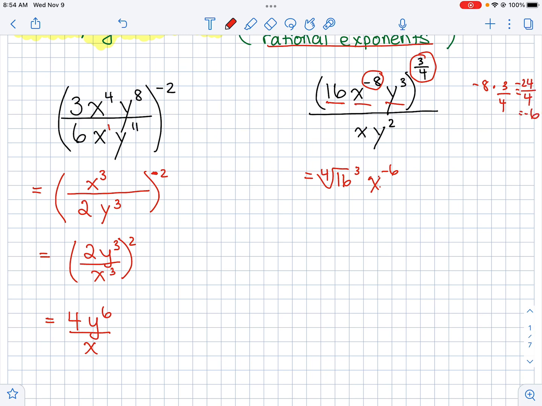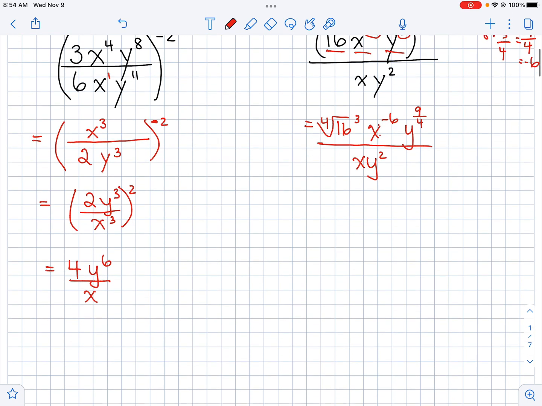And then the next one I have to multiply is 3 times 3/4, which will end up as 9 over 4. And then my denominator is still the same, xy squared. Okay, it looks kind of messy, so let's clean it up a bit. So I know the 4th root of 16 is going to be 2. So that's going to be 2, and then it's to the power of 3. So 2 to the power of 3 is 8.